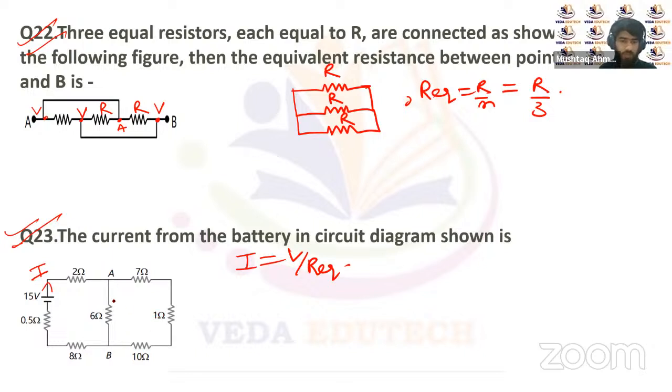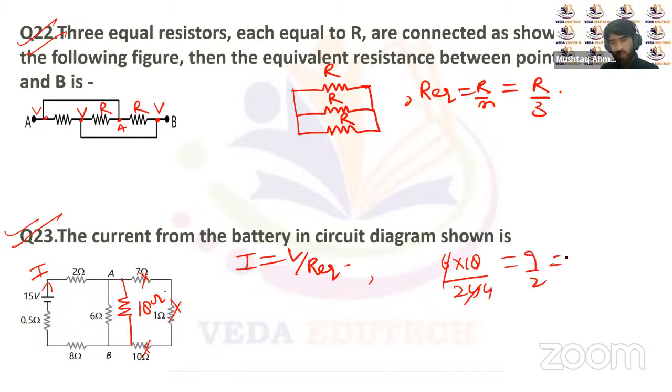8 plus 10 is 18, right? The 18 ohm resistor is in parallel. Let's cross this and place this 18 ohm resistor parallel to them, right? So the equivalent of 18 and 6 is 6 multiplied by 18 upon 24, right? It will be equal to 9 upon 2. That's 4.5 ohm, right? So 4.5 ohm is the equivalent resistance.